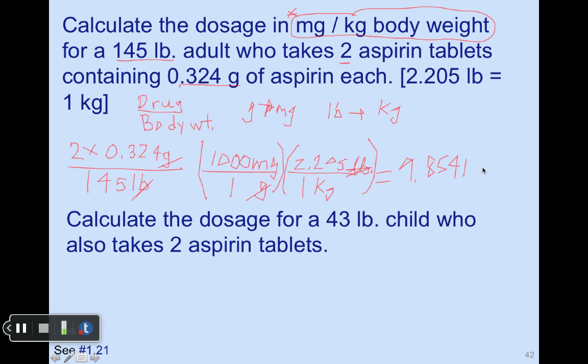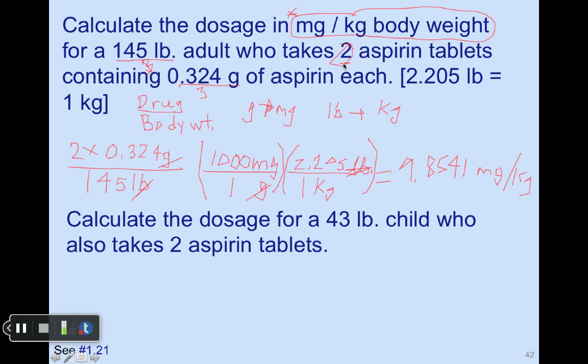How about let's check this one out. The value was going to be milligrams per kilogram. And so we need to go back to the values given in the original problem to determine how many sig figs are appropriate in the answer. In the 145, that's a 3 sig fig value. The 0.324 is a 3 sig fig value.